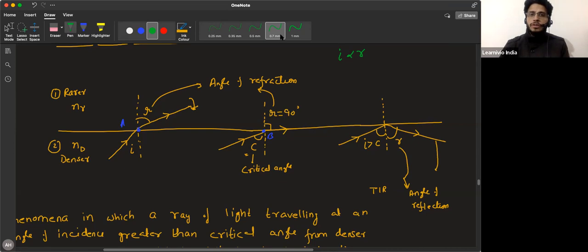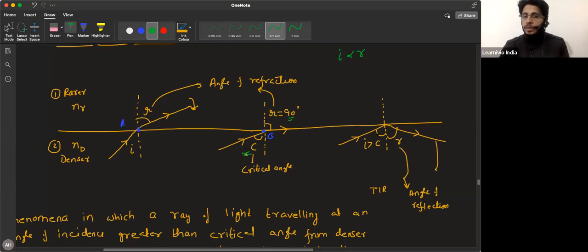You keep on increasing this angle of incidence until you make it equal to the critical angle. As soon as your angle of incidence is equal to the critical angle, the angle of refraction becomes 90 degrees. So the critical angle is that particular angle at which the angle of refraction is 90 degrees. That angle is known as the critical angle.